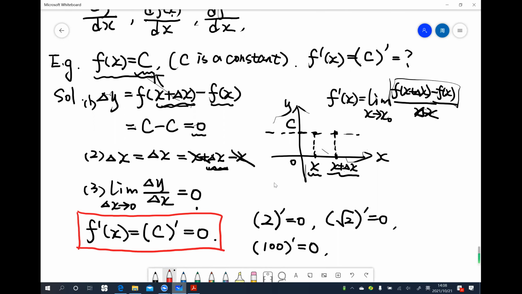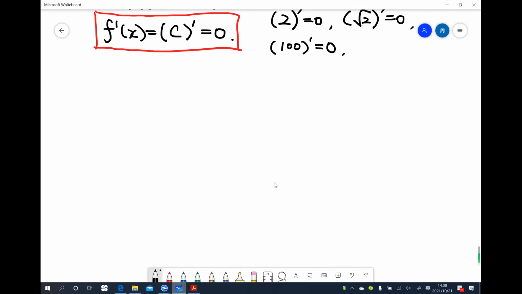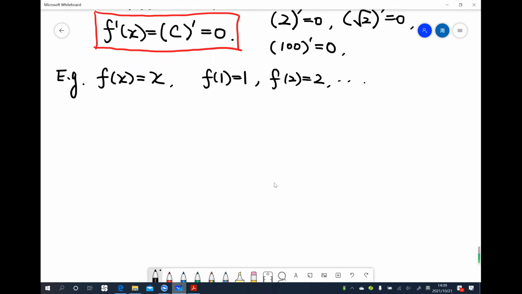And second, we will use the definition to calculate another one. Now I will give you the function f(x) equals x. That means f(1) equals 1 and f(2) equals 2, and so on. So now we will differentiate this function. That is, we will calculate f prime x, which equals x prime, equals which one?